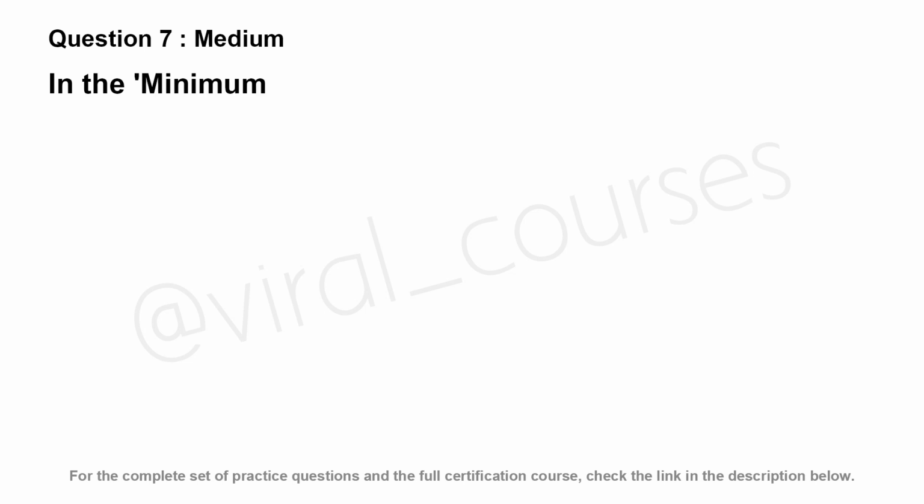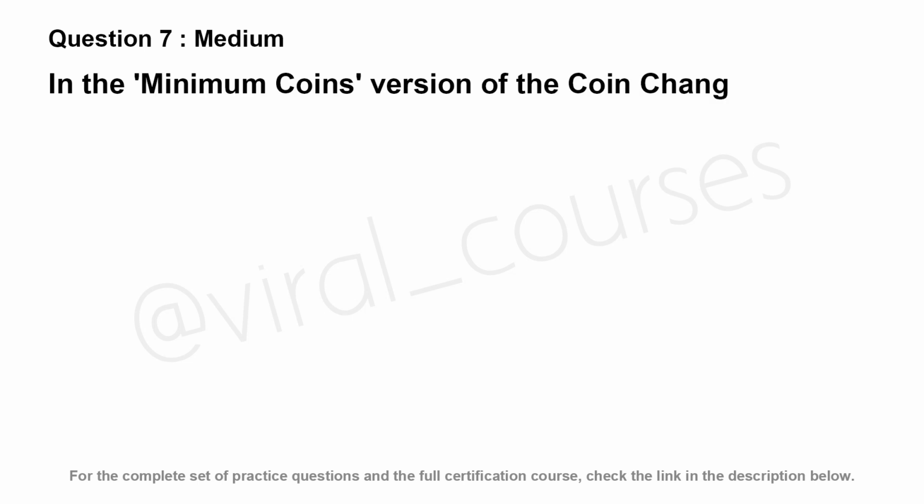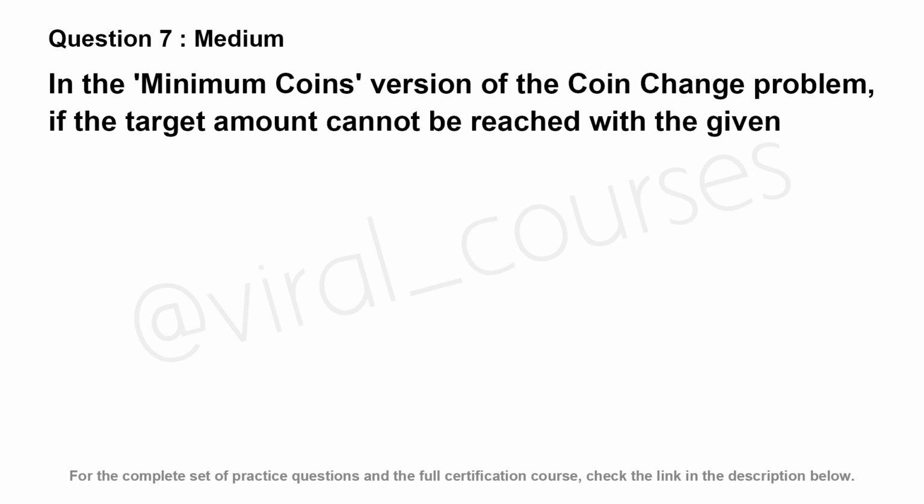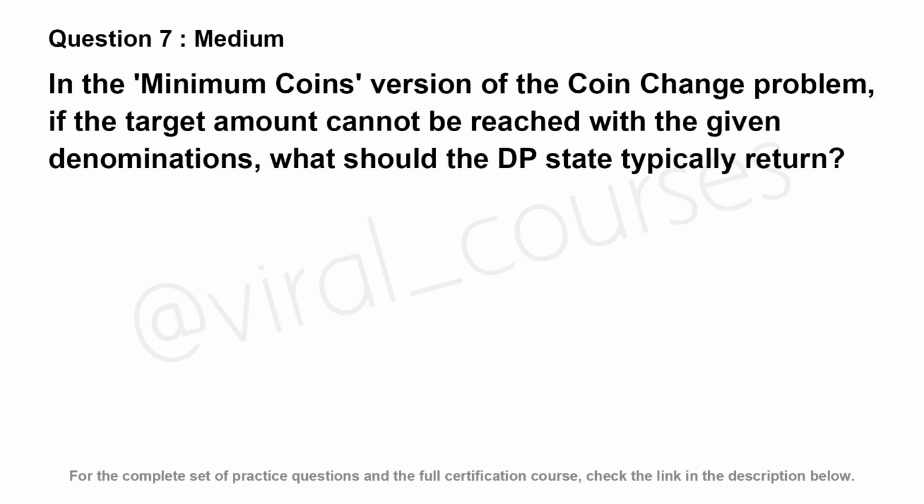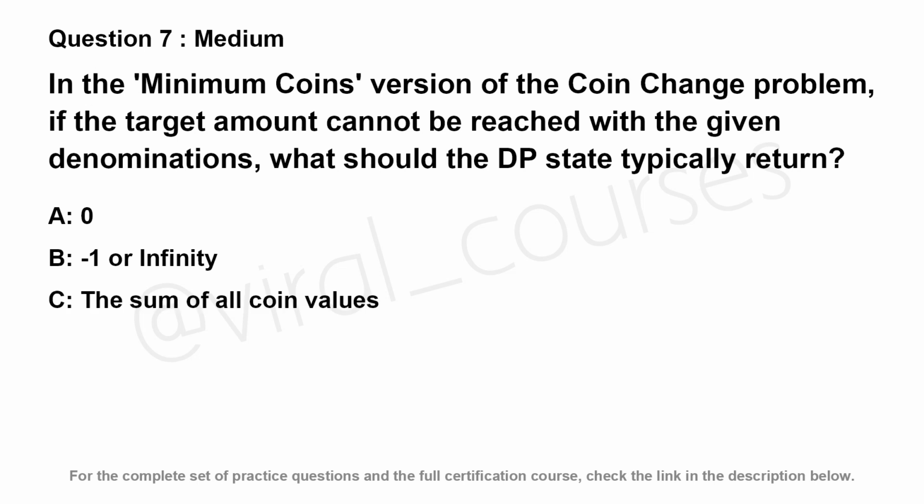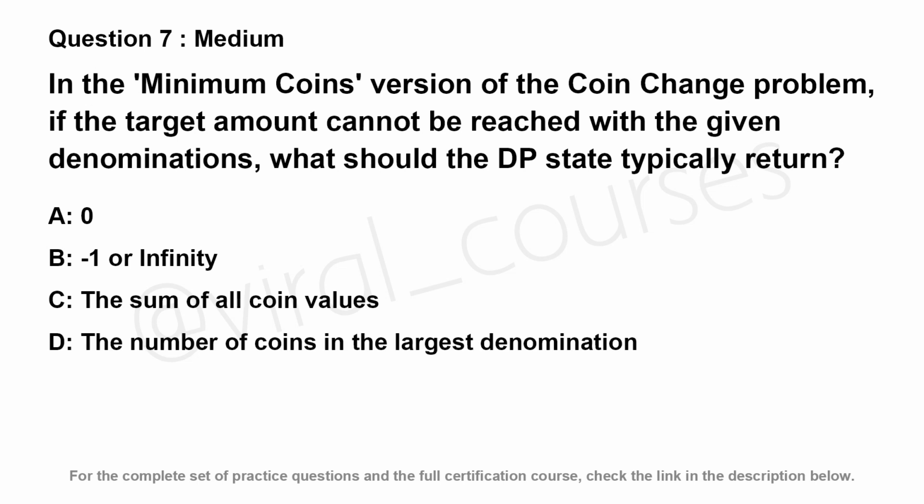In the minimum coins version of the coin change problem, if the target amount cannot be reached with the given denominations, what should the DP state typically return? Option A, 0. Option B, -1 or infinity. Option C, the sum of all coin values. Option D, the number of coins in the largest denomination.